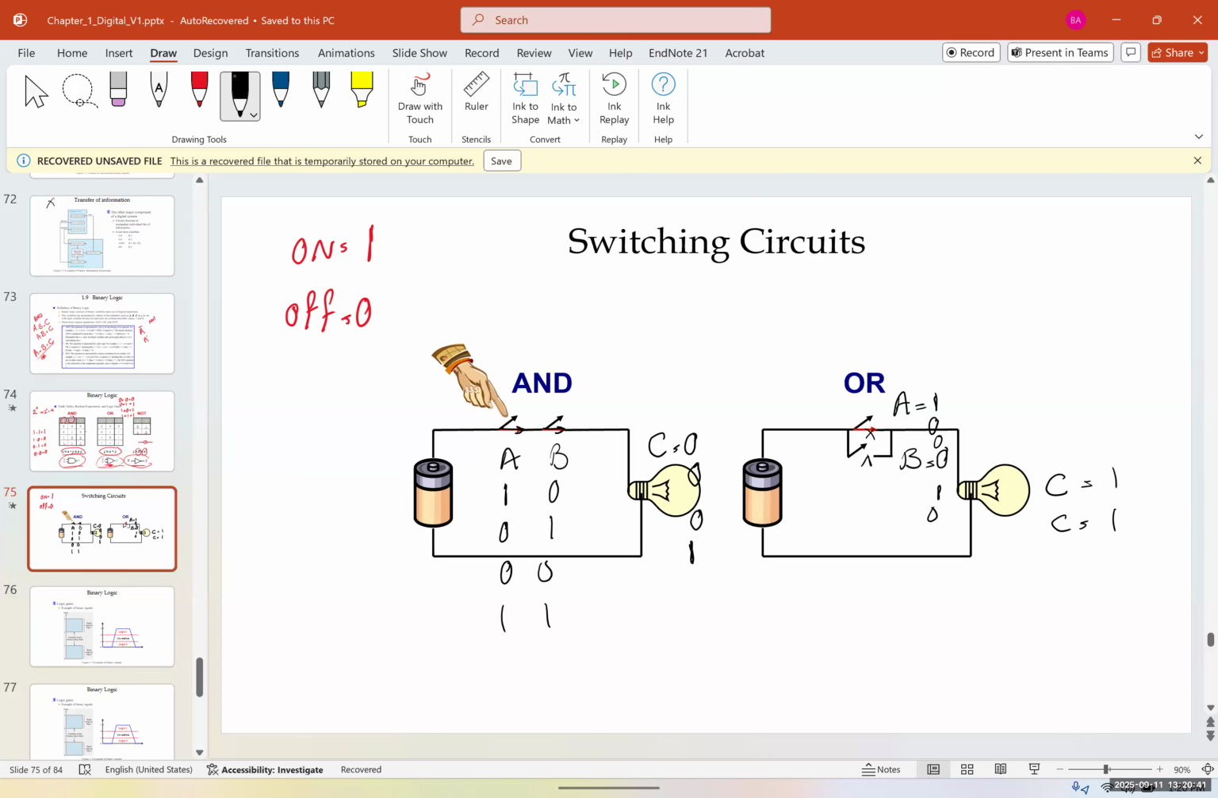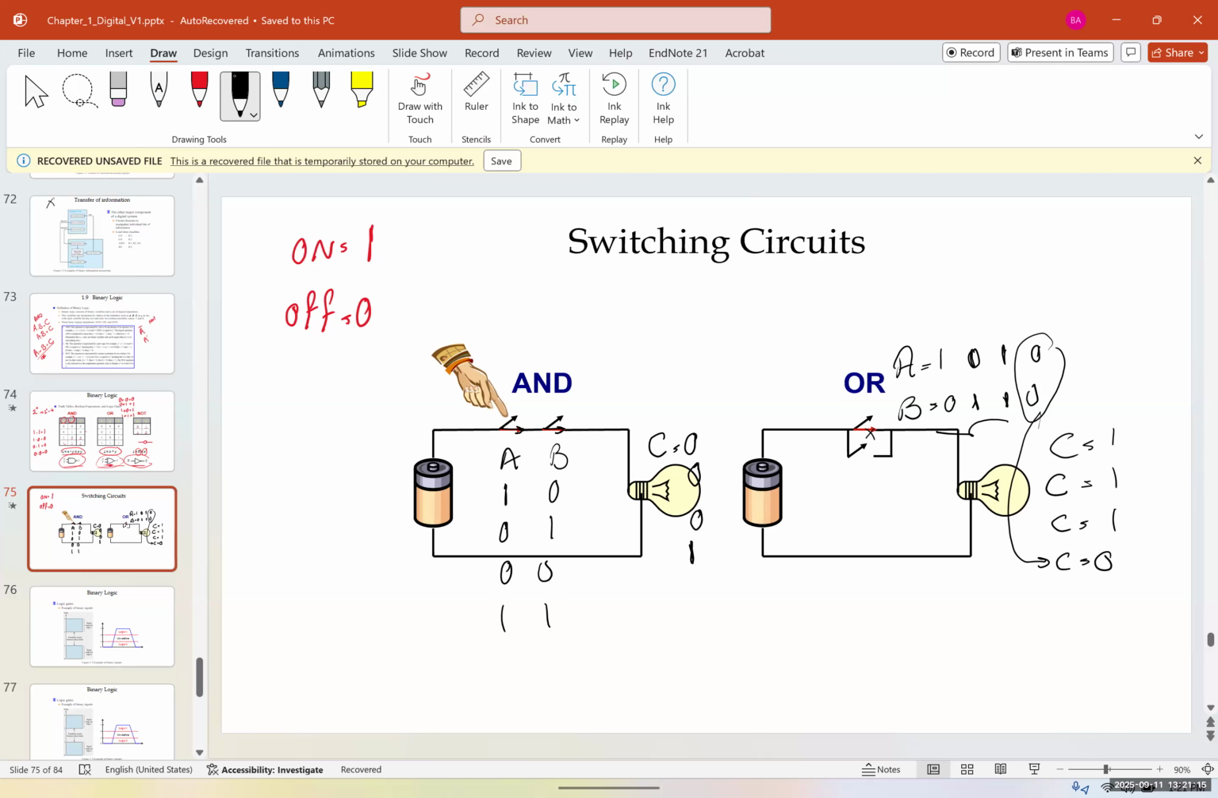Let me draw it in another way. So A and B. A is on, B is off; A is off, B is on; A is on, B is on; and A is off and B is off. And this is the only situation that would turn off the lamp.